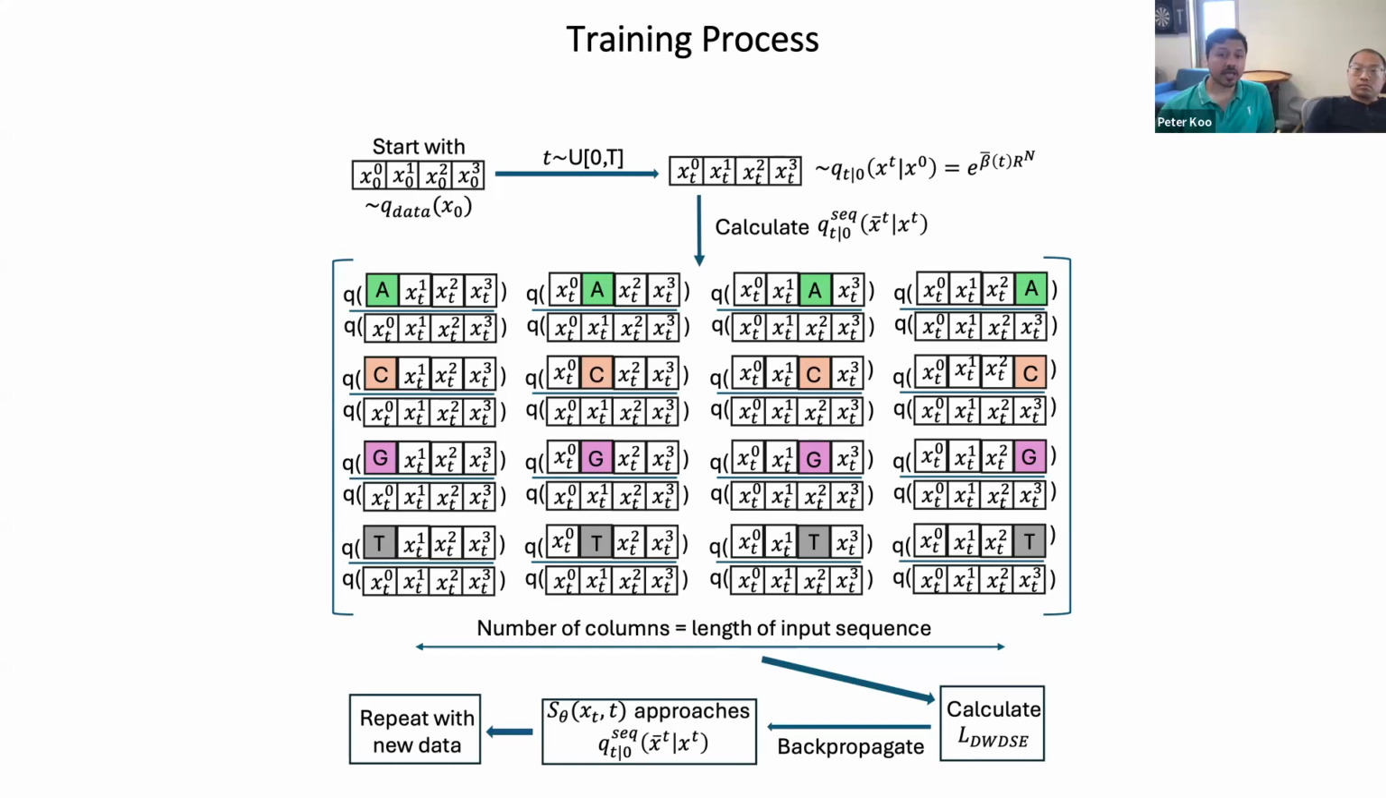Please note that the size of the density ratio matrix, that is the output size of the network S theta of X, should be D cross N, where D is the number of tokens, which is 4 for our case, that is A, C, G, and T, and N is the length of the sequence. After the training is done, we expect our network to learn the density ratios for the constraint scenario we considered here.